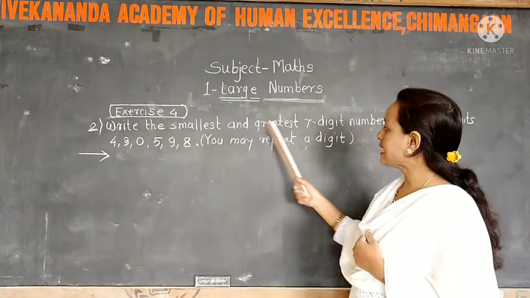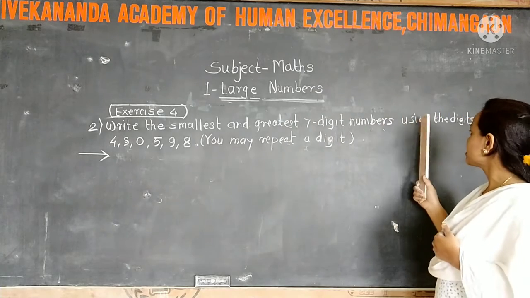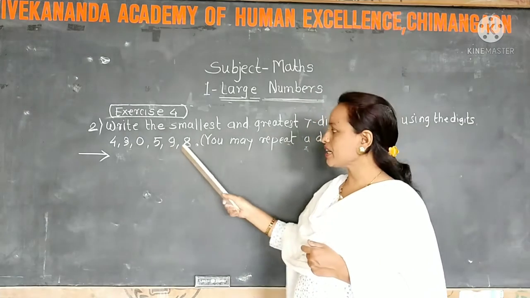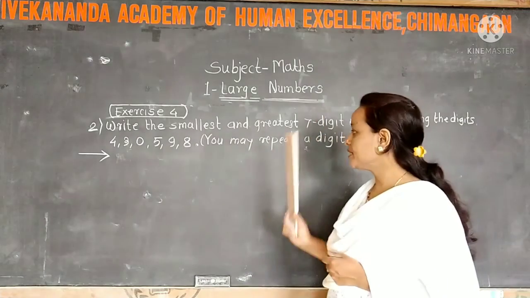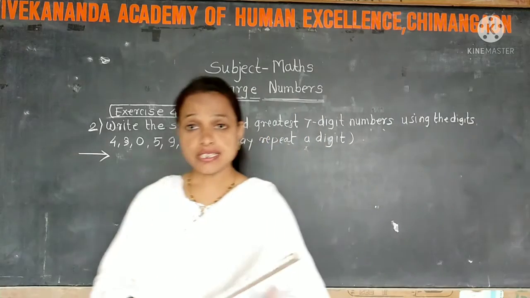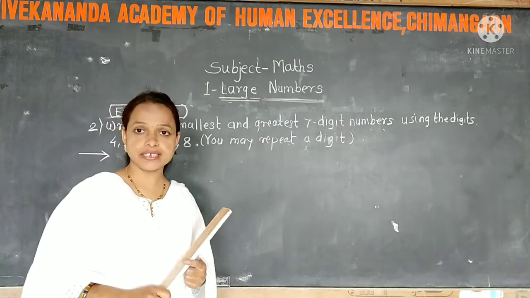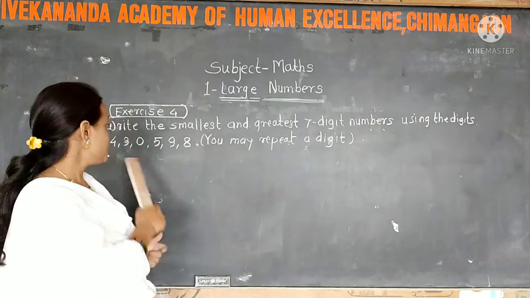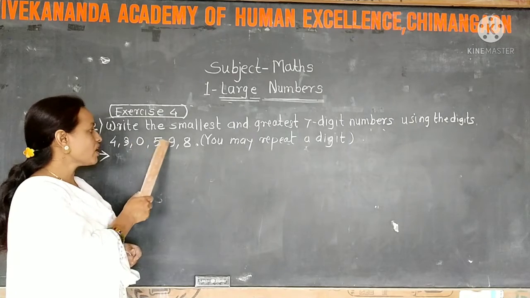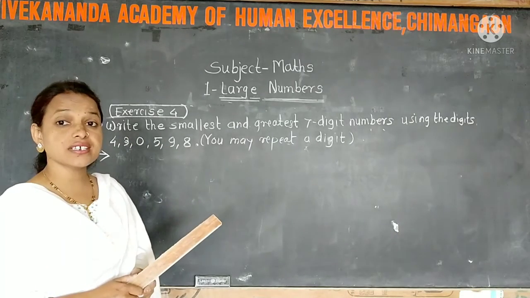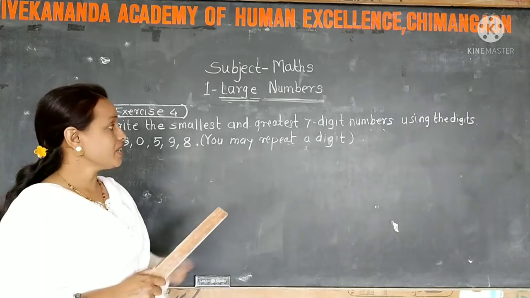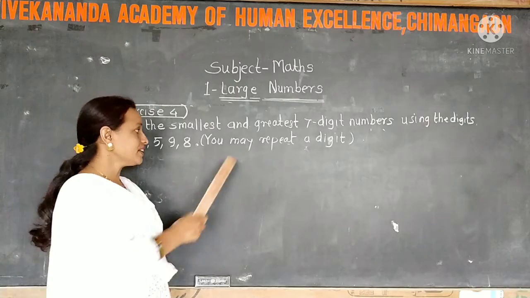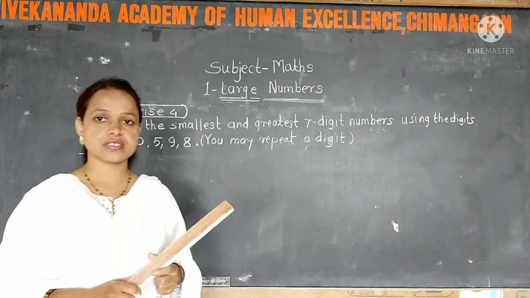Write the smallest and greatest 7-digit numbers using the digits 4, 3, 0, 5, 9, 8. You may repeat a digit. Now, in this question, we have to write the greatest and smallest 7-digit number by using the digits 4, 3, 0, 5, 9, 8. See students, here 6 digits are given and we have to form a 7-digit number. So for that, you may repeat the digits.